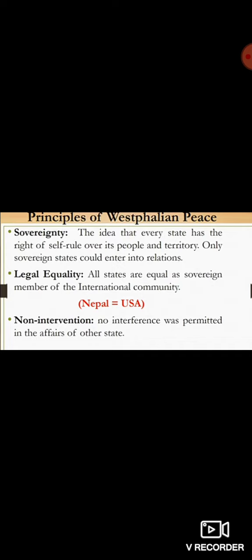Same like that, non-intervention is a very important topic. No interference was permitted in the affairs of other states. We can see that many wealthier and powerful countries interfere in each and every domestic problem of less wealthy or poor states. That's why this treaty has given much importance to it, and the major principle of this Westphalian peace treaty is non-intervention. No country must interfere in each other's domestic problems.